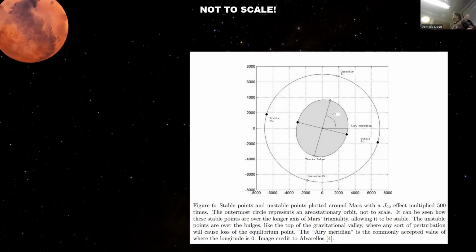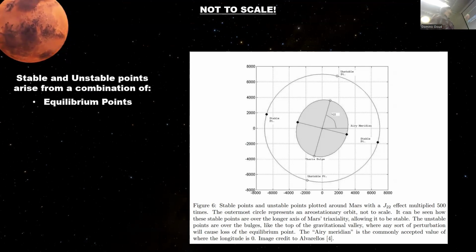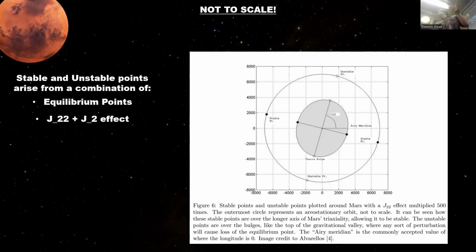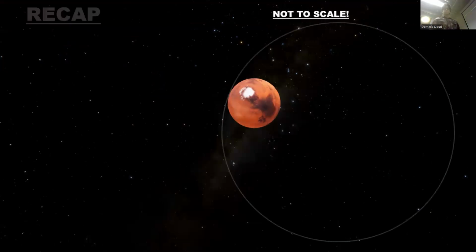A good example is you put a ball in a valley. You push it, it's going to move a little bit, oscillate a little bit, but it'll end up falling back into the middle where it belongs. If you put it on top of the hill, the unstable point above the shorter axis, you tap it, it's gone. It's essentially the same thing here. They arise from a combination of the equilibrium points, which is from the J22 and J2 effect.